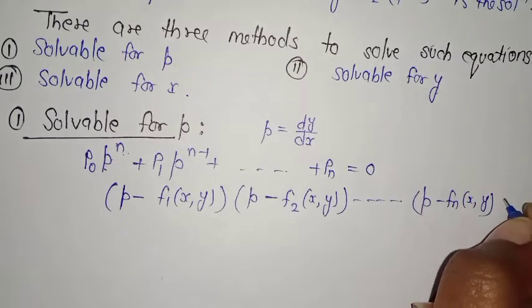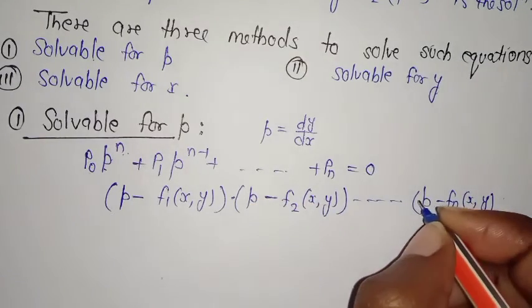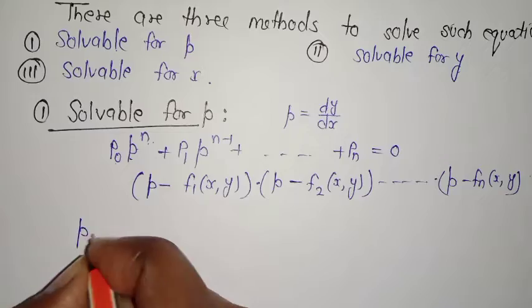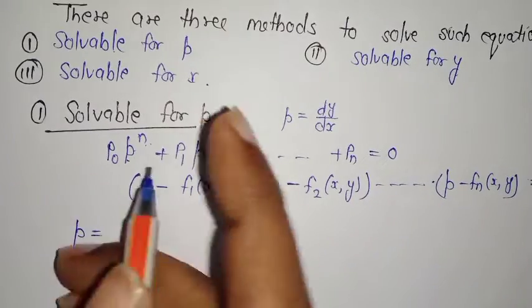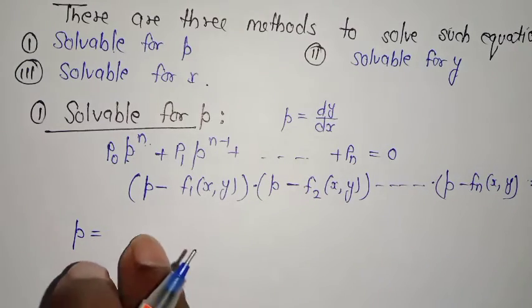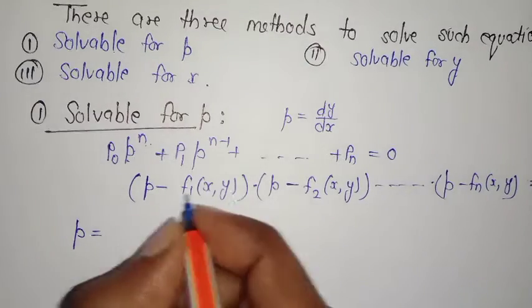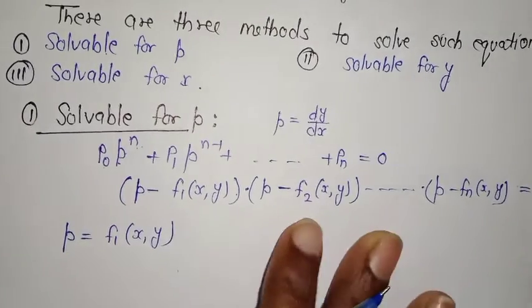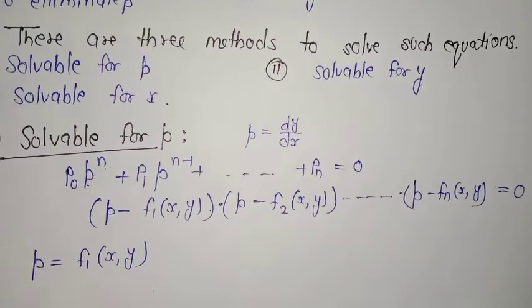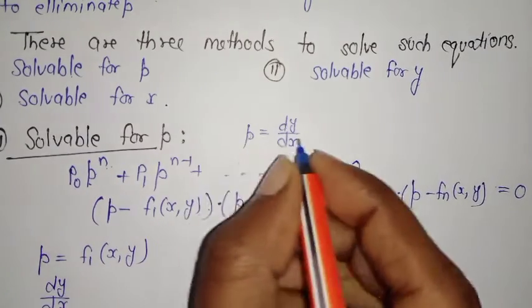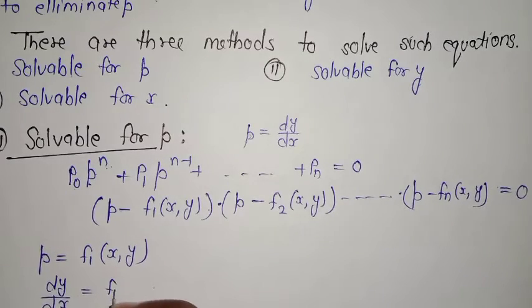So these are the roots of this differential equation and they are present in the product form, and that is equal to 0. So if we solve each term separately, because if the product of n terms is 0, then there must be some terms which are equal to 0. So if we equate P minus F1 of xy as 0, then we get P is equal to F1 of xy. And then we can write P as dy by dx, because our small p is equal to dy by dx, and that is equal to F1 of xy. Now we can solve it by variable separable method.